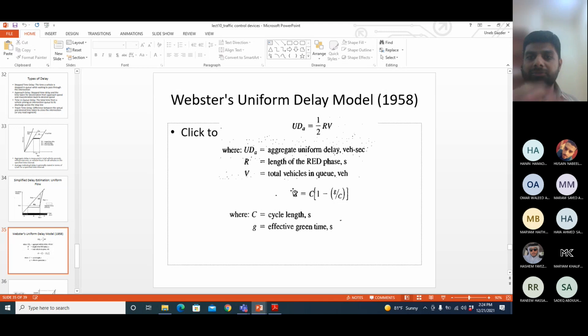And this is the first equation on the slide: UDA equals half R into V, where R is the time of the red interval and V is the total number of vehicles which join the queue. Okay, so half R into V is the aggregate delay, the total delay for all vehicles, and you can see it's a very simple equation and it is still being used since 1958.